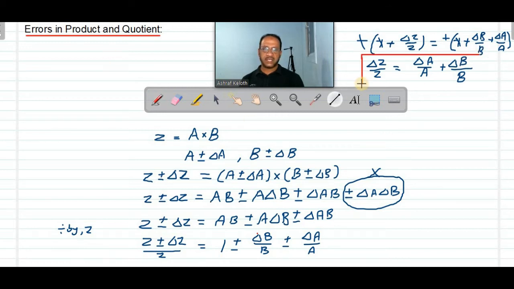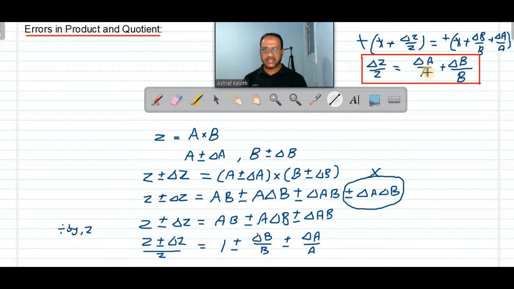In the previous case of addition and subtraction, what we have seen, the two absolute errors were added up. Now in this case, absolute errors will not be added up. Delta z by z is called fractional error. Delta z is absolute error. Absolute error divided by the true value, the complete value, original value is called fractional error. So fractional errors are being added up.